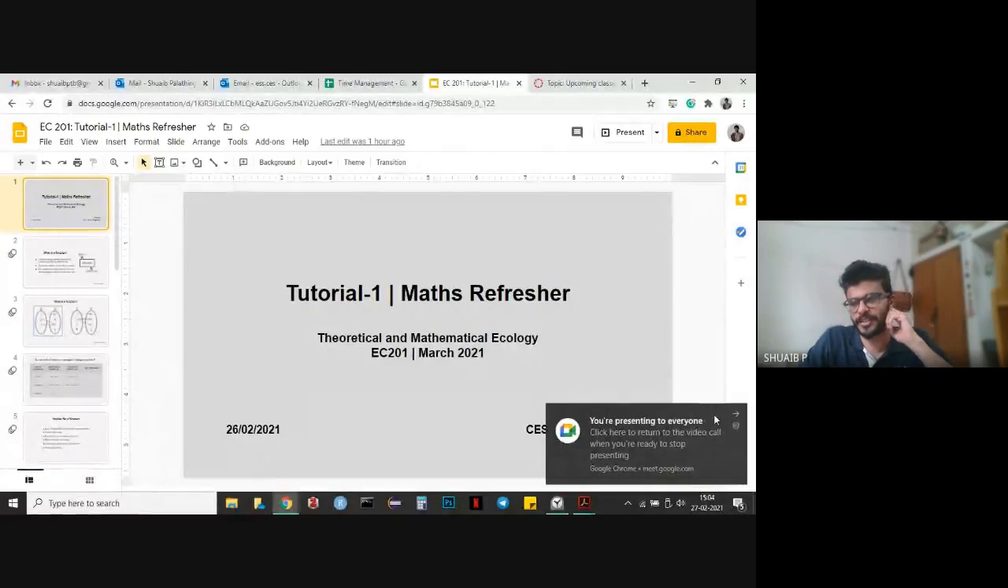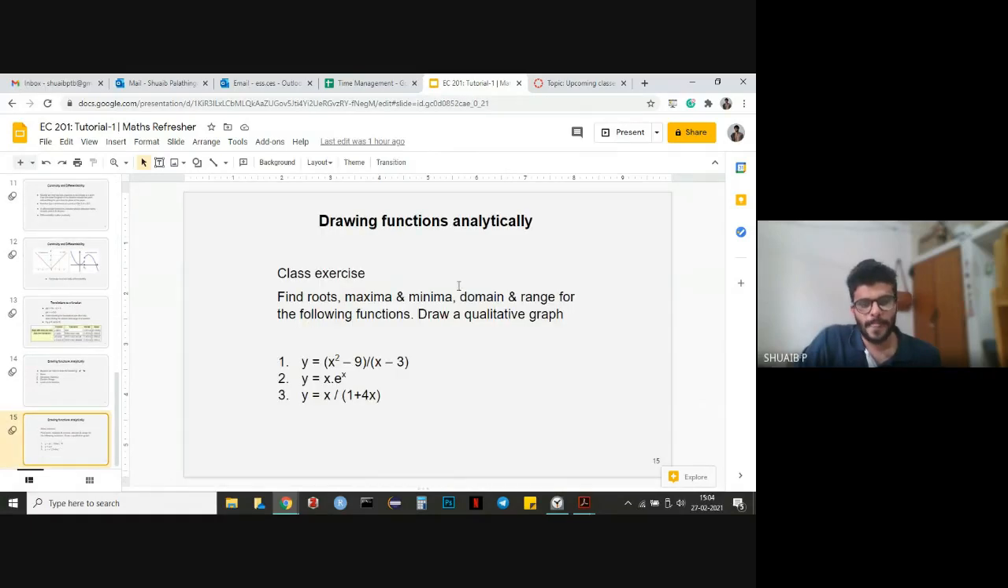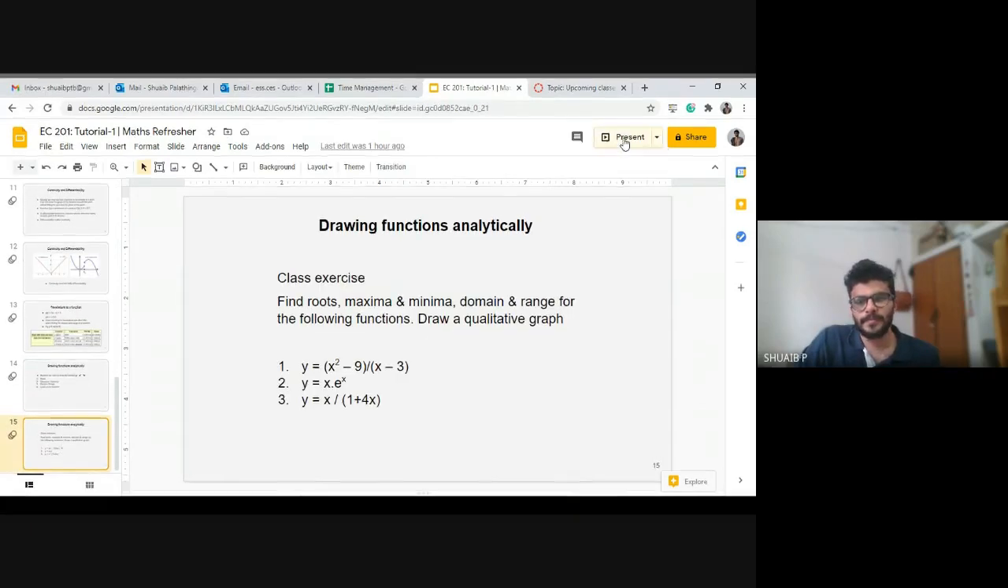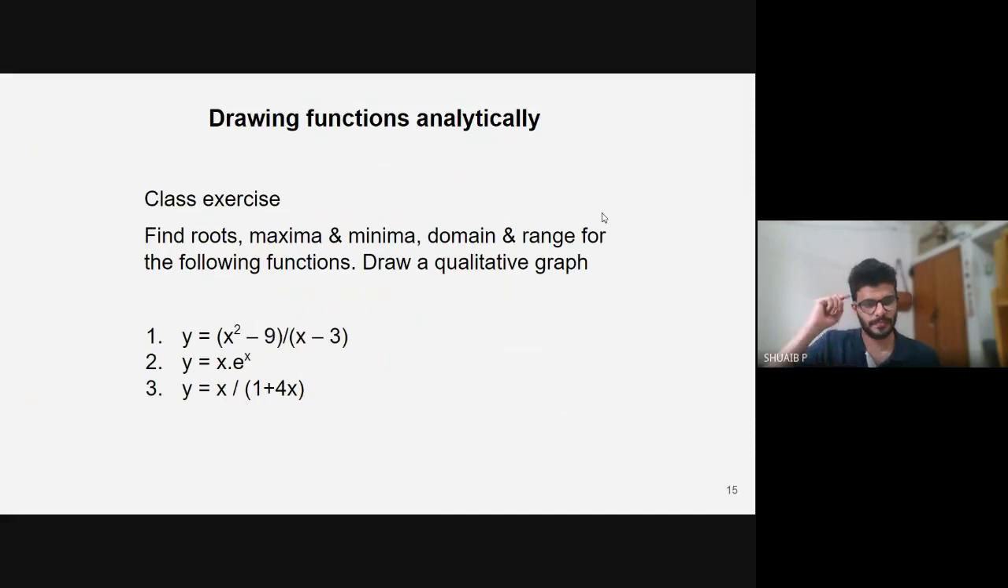Have you guys tried out the exercises? So these three were the exercises that I gave in the last class. So did anyone find any difficulty, or could you finish all the three?